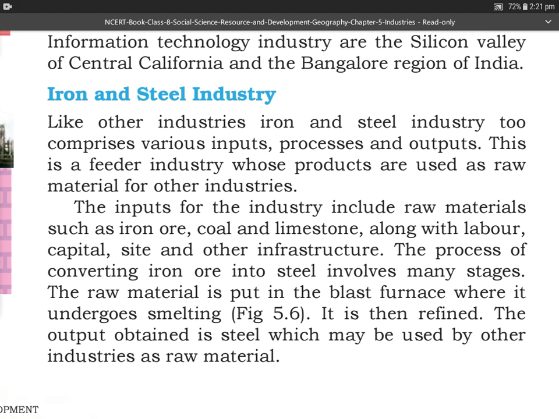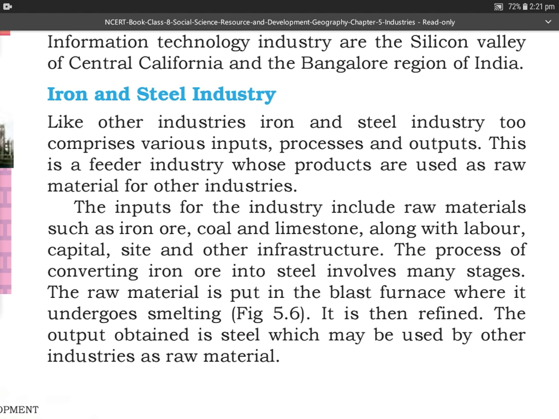The raw iron material is put in the blast furnace where it undergoes melting. It is then refined. The output obtained is steel, which may be used by other industries as a raw material. So please keep in mind this is really a very new process for you all because as students you are learning. So from the iron ore from mines they are getting raw iron.